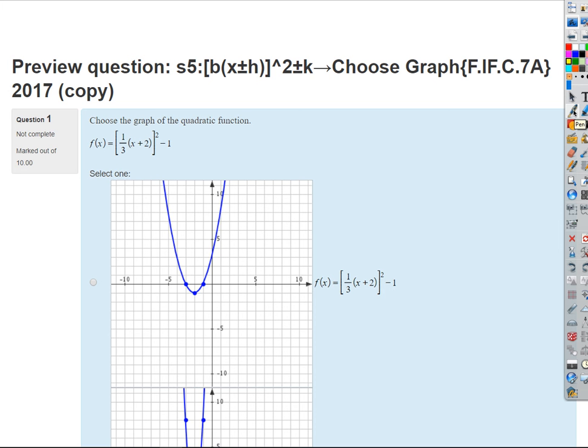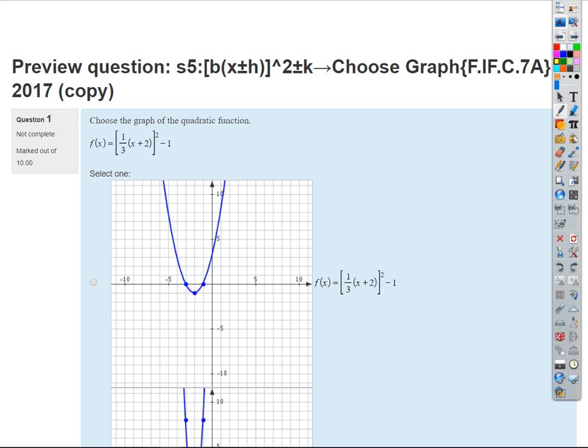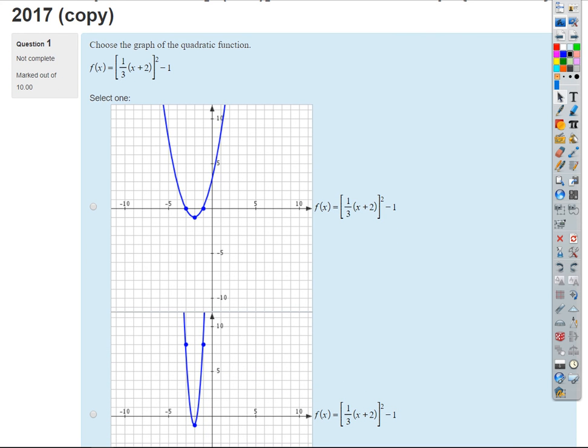Well, if we're looking for the right answer, then we're looking for the graph that has a vertex where? It's going to be (-2, -1). So that's the right vertex, but has it been dilated appropriately? No. Where should that point actually be right there?